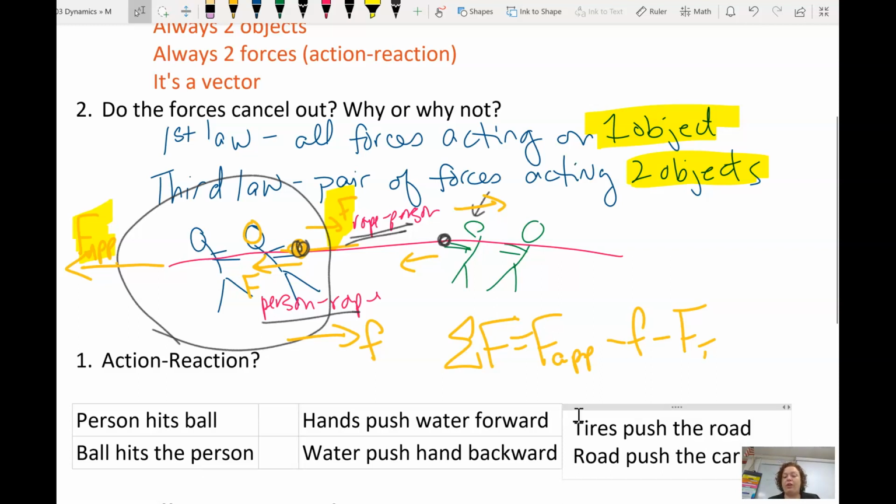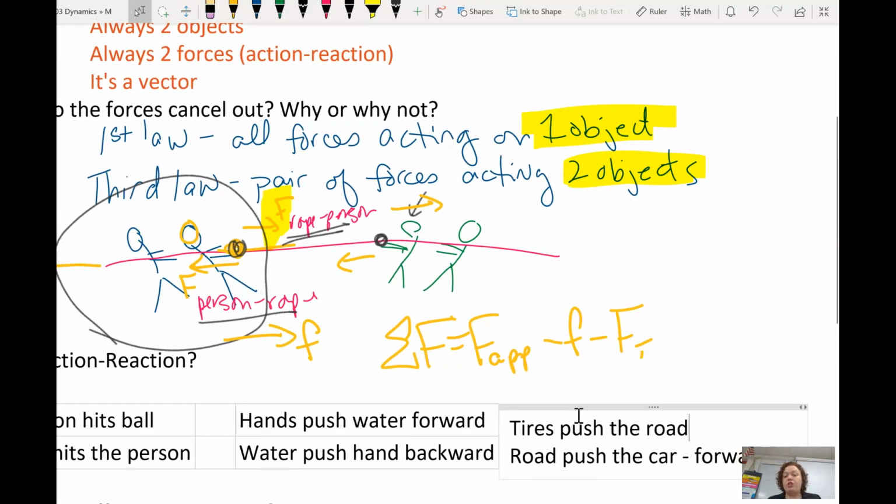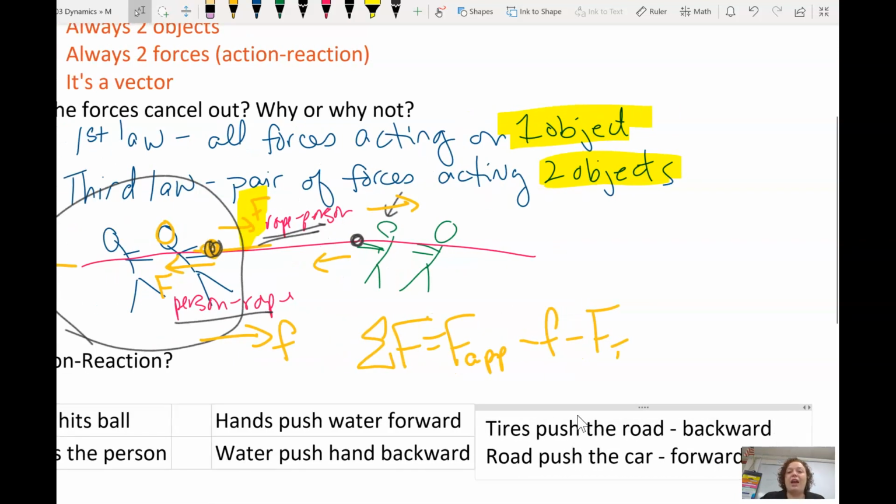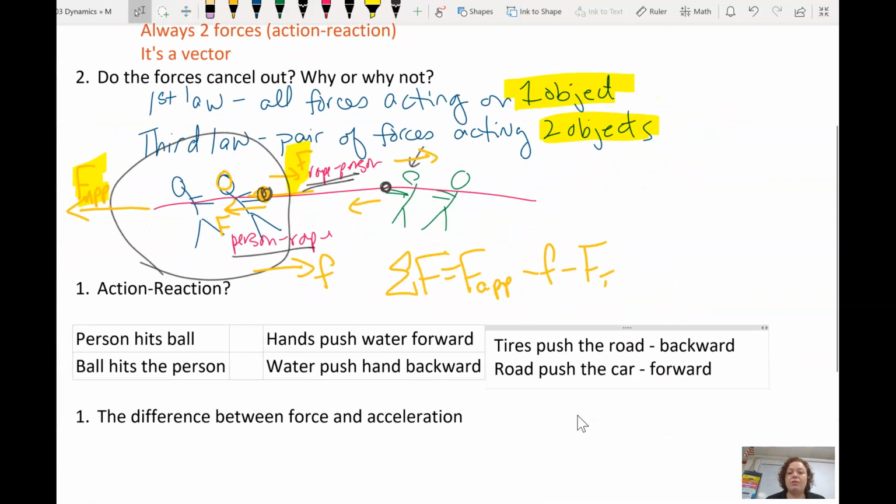But which way, all right? So if the road pushes the car, that's the part that makes it go forward, right? So then which way are the tires pushing on the road? Backward. Okay, so in terms of our action-reaction, here's what we're looking for. Look for these words.